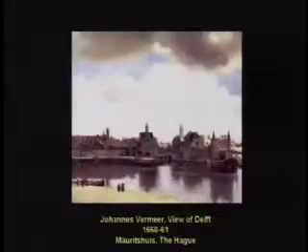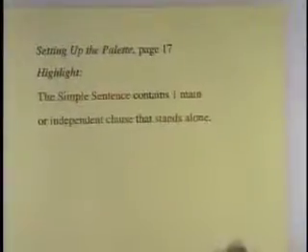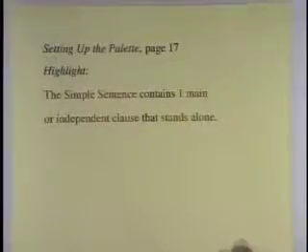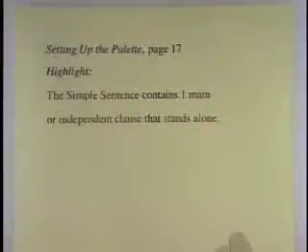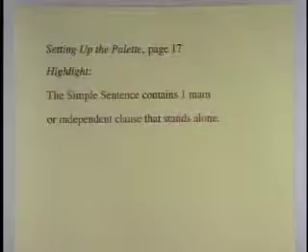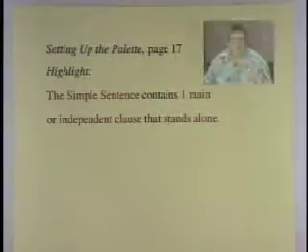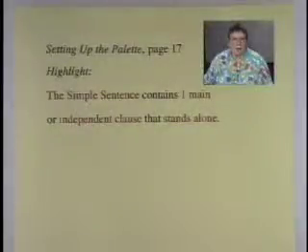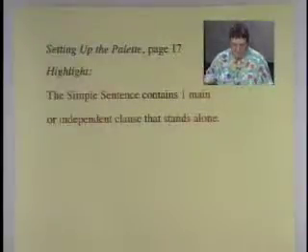So we're now back in the 1600s together with Vermeer and concentrating on the things he might have been hearing or experiencing. Highlight this on page 17 in the palette book, if you would. Definition of the simple sentence. The simple sentence contains one main or independent clause that stands alone. Remember that main and independent mean exactly the same thing. So if you tell me that a simple sentence has one main clause that stands alone, or that a simple sentence has one independent clause that stands alone, you said the same thing. We have this example in the book.